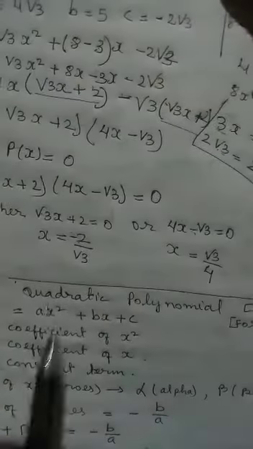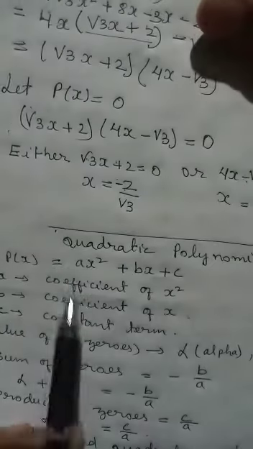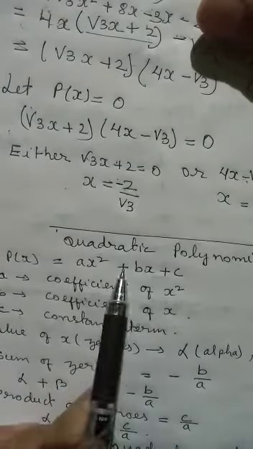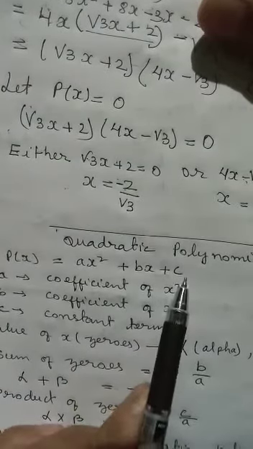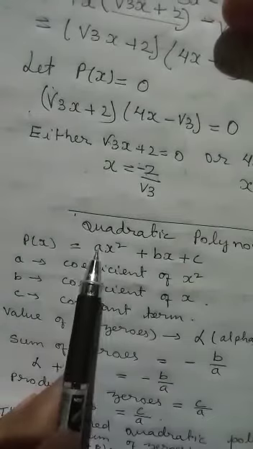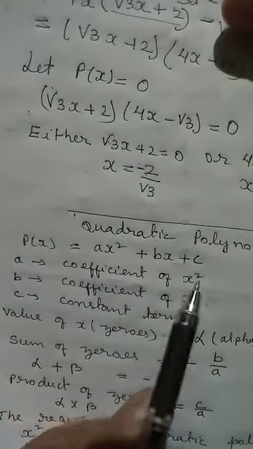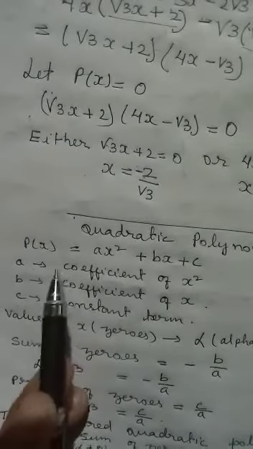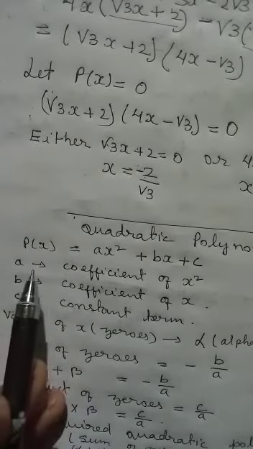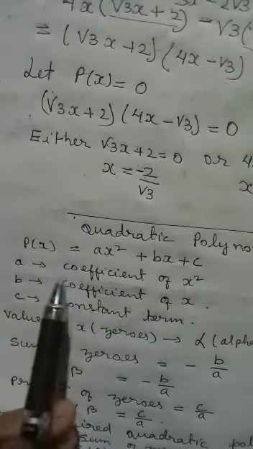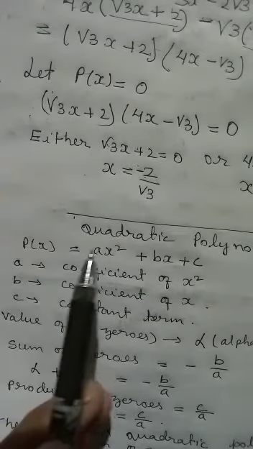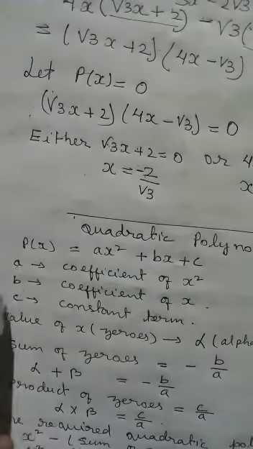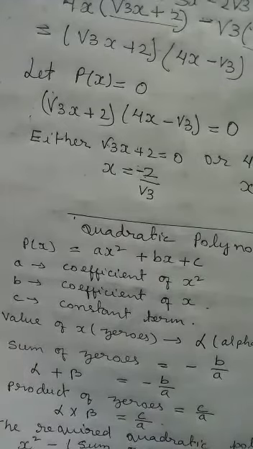You already know a quadratic polynomial, we used to write it in this form: ax square plus bx plus c. Here you will see a is the coefficient of x square. They say to verify the relation of the coefficients and the zeros. So we have to compare the values we get from here with a, b and c, and see what kind of relation they have.